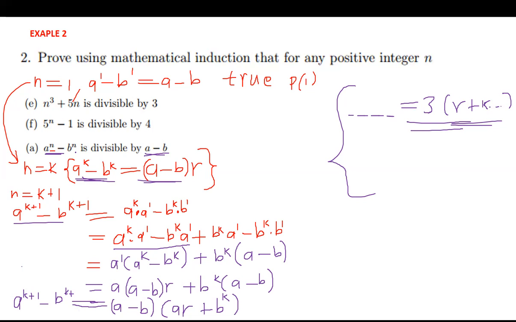Hence, in conclusion, since this part here is a multiple of a minus b, or if you want, you can say since a minus b is a factor of this part, I forgot to write on this part, then a minus b is a factor of a to the power n minus b to the power n for all positive integers n.